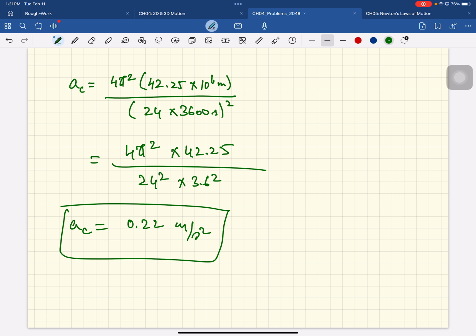So what is it that makes this satellite accelerate? Earth's gravity. What is the acceleration due to Earth's gravity? What is the number? 9.8 meters per second squared.